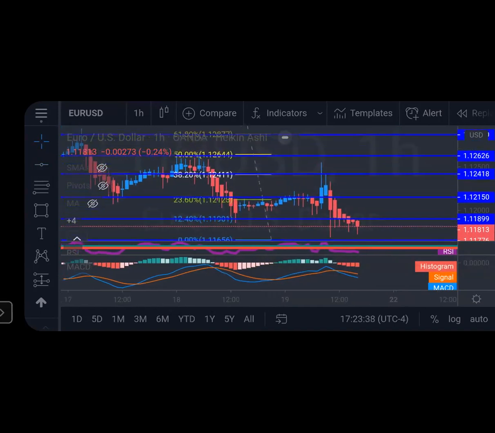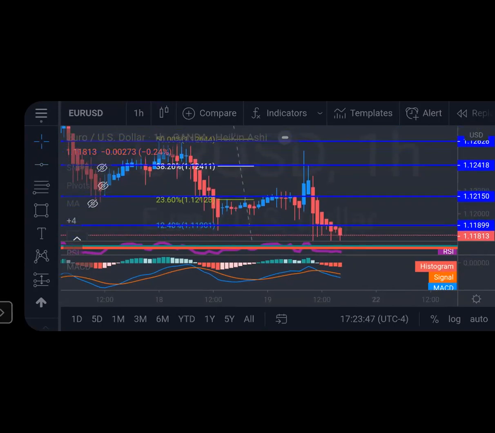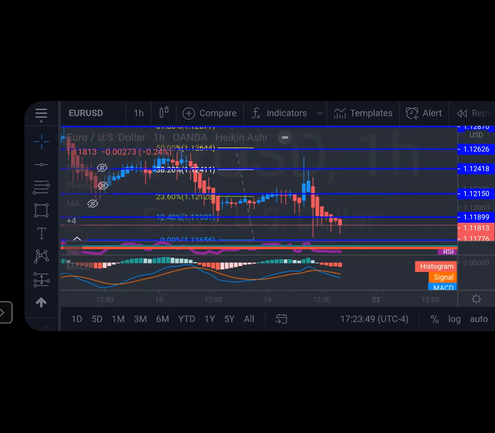And what I'm looking for is for the candlestick to either open above the top line or below the bottom line. So if I look here at current market price, I got a question.